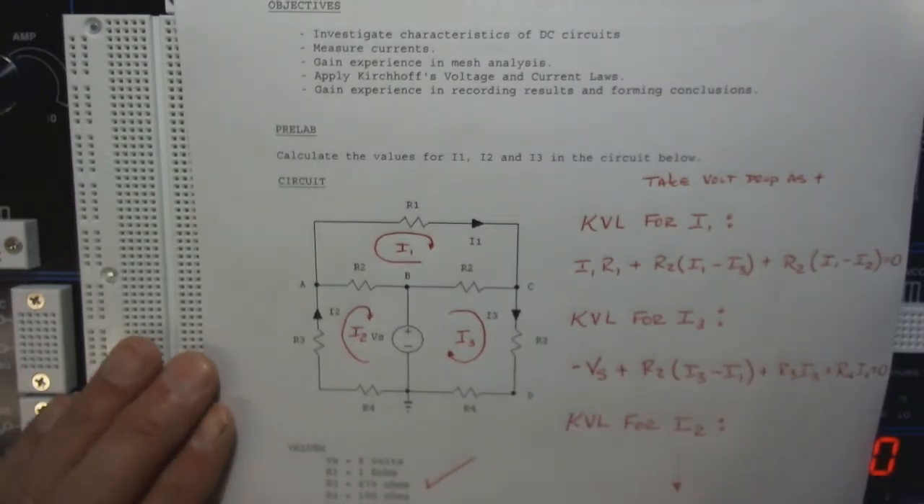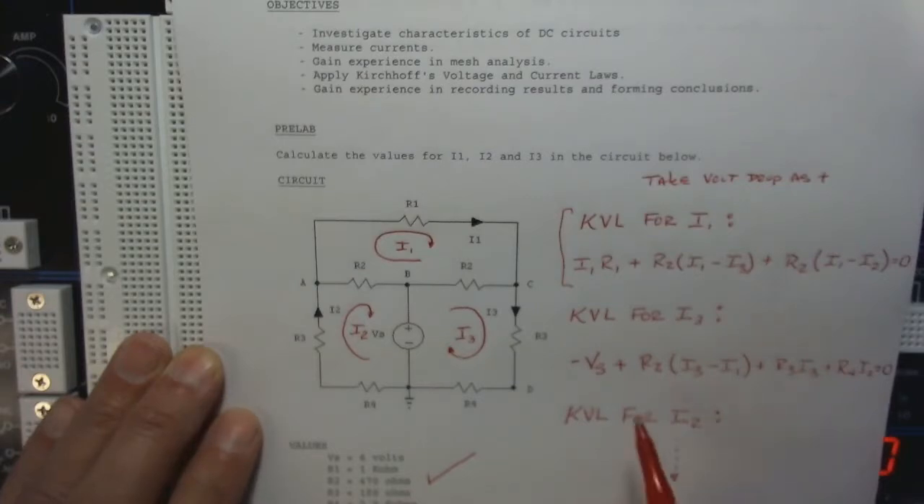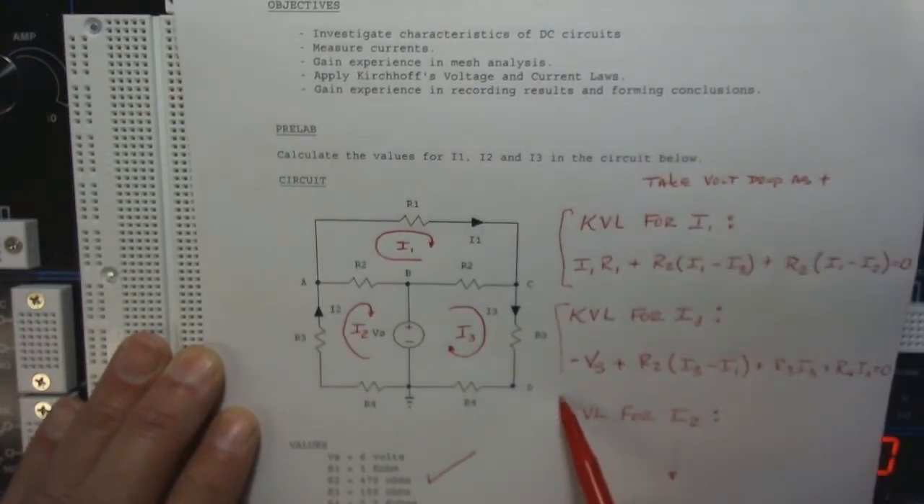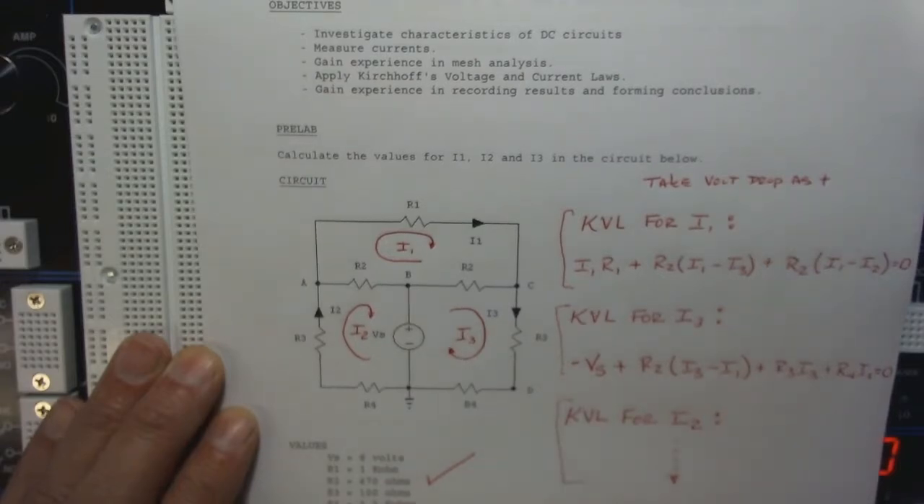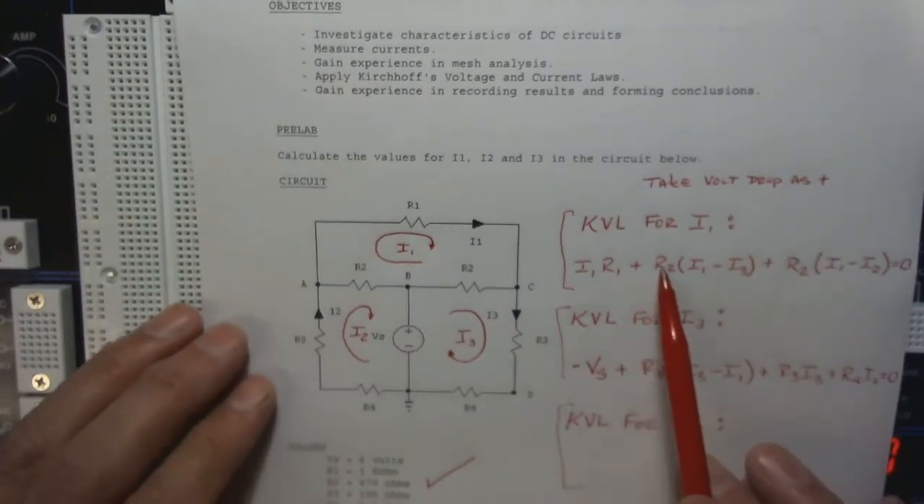So to help you with this, I decided to write the equation. So you're going to have one equation here, and you're going to have a second equation there, and then I'm not going to spoil the surprise. You'll have a third equation there. 3 equations that will allow you to solve for 3 unknowns, I1, I2, and I3. So let's look at this first equation.